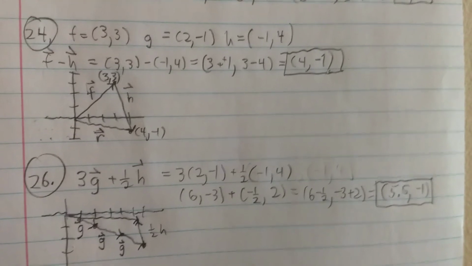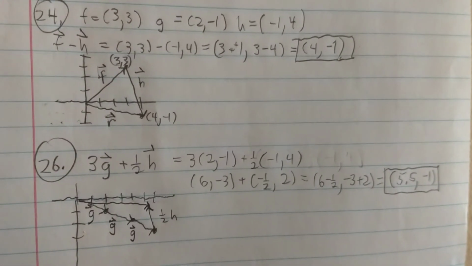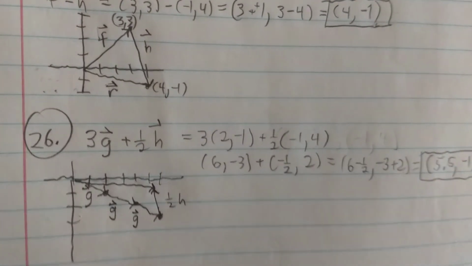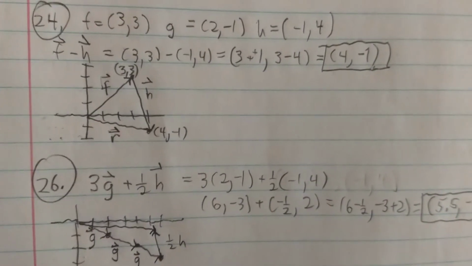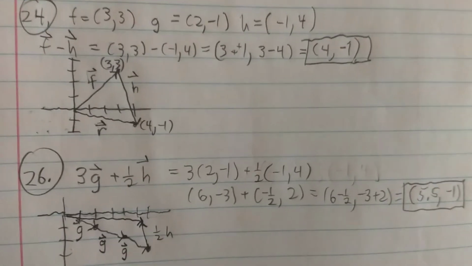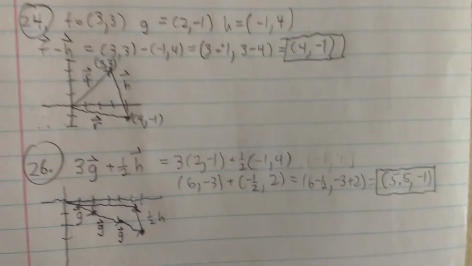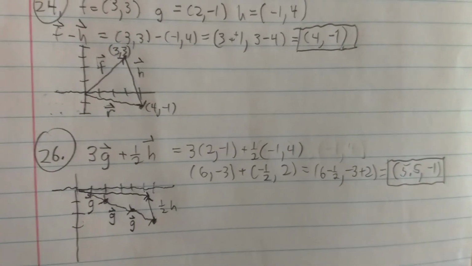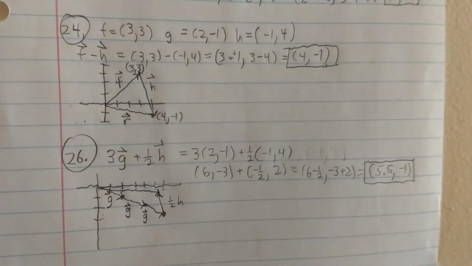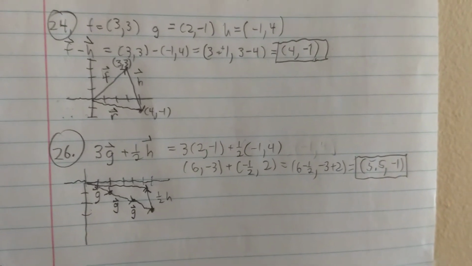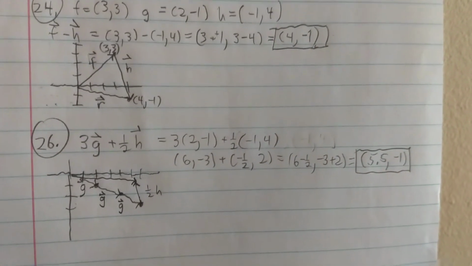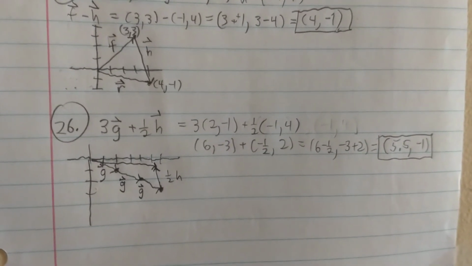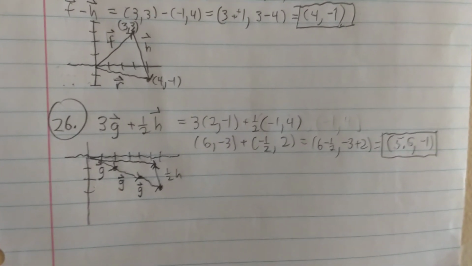Now for 24, we have f vector is 3 up and 3 to the right, as shown in the drawing, and if we subtract h rather, which is minus 1, 4, you can see that we're going to subtract minus 1, 4, which means we add 1 and subtract 4. So from the 3, 3 end of vector f, we're going to go right 1 and down 4.